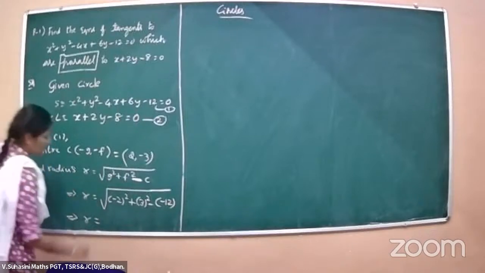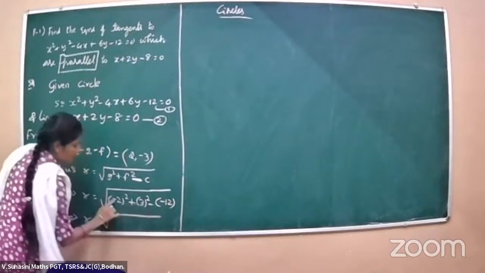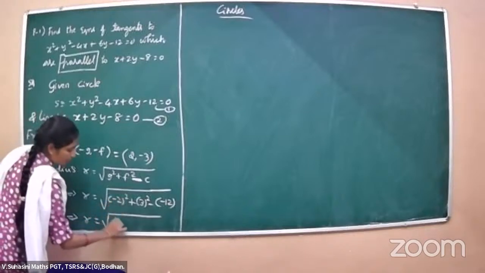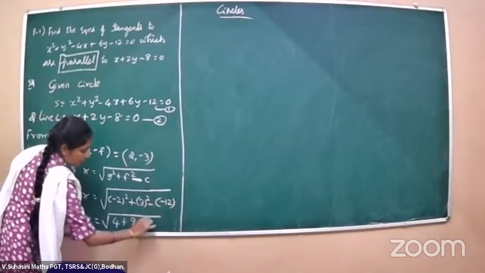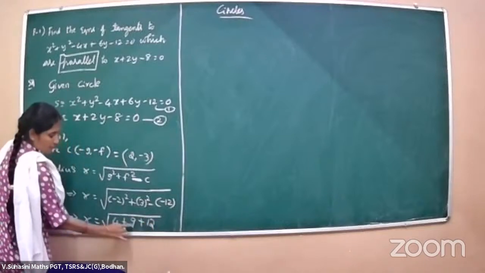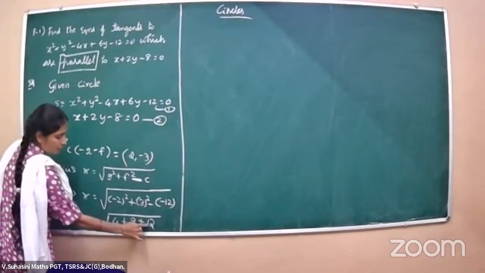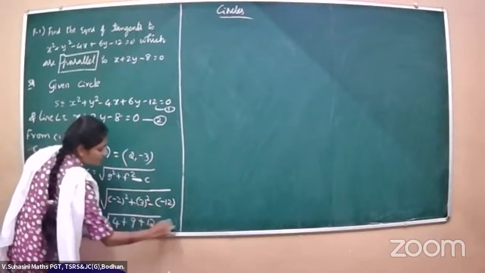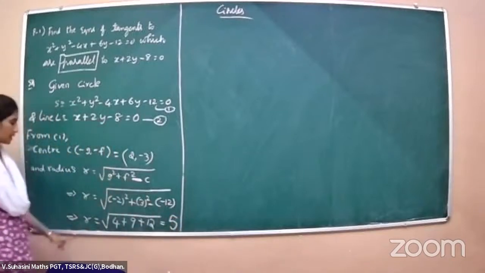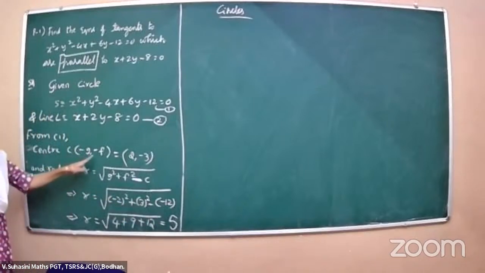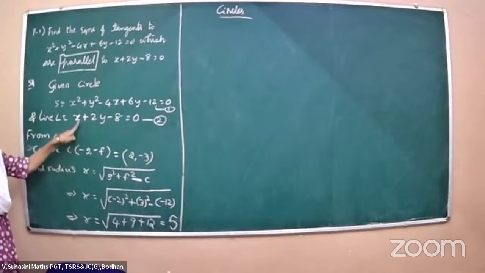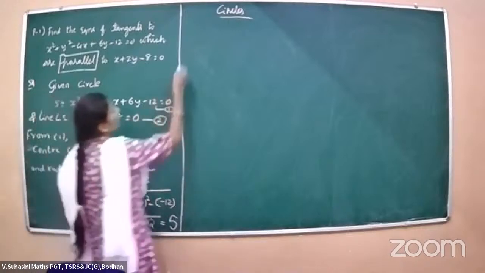This implies r is equal to under root of minus 2 square is plus 4, 3 square is 9, minus into minus plus 12. 9 plus 4, 13. 13 plus 12, 25. Under root 25 is 5. Therefore, the radius of the circle is 5. We have g value, f value, r value. And what more we need is m to write the equation of the tangent. So, I will also calculate m.